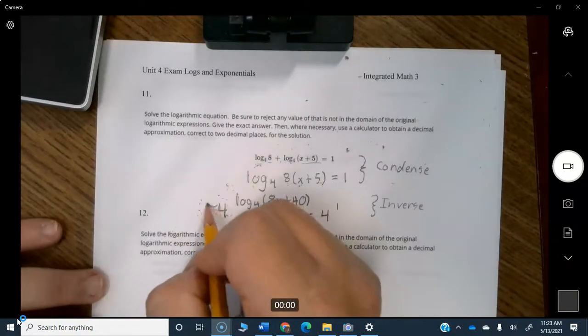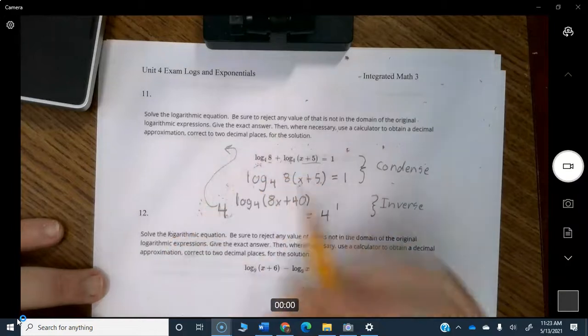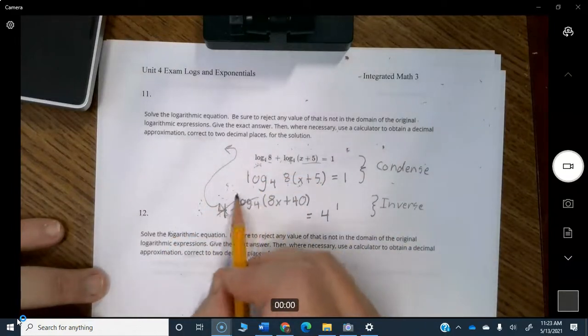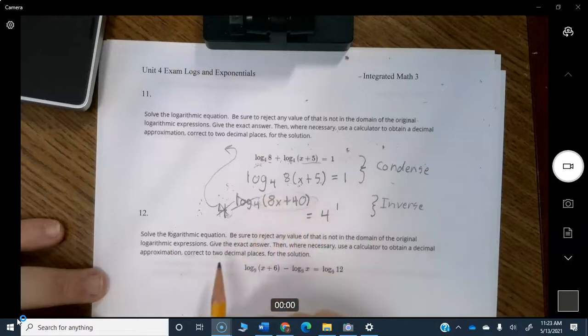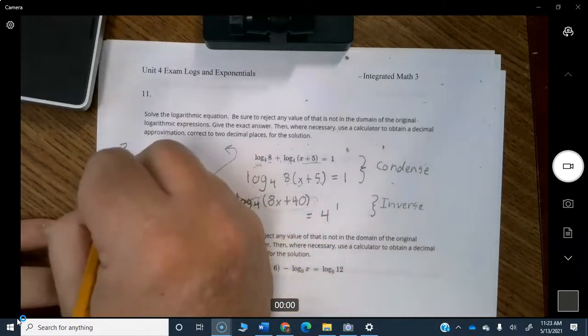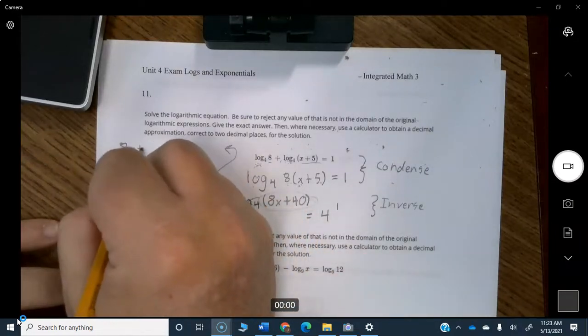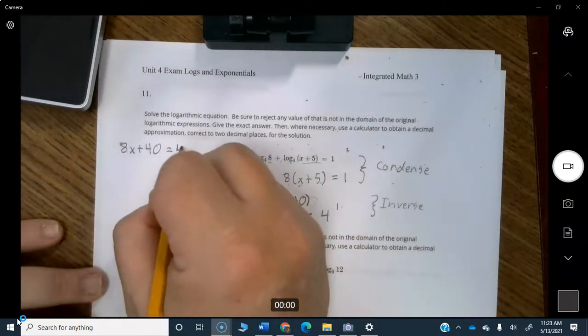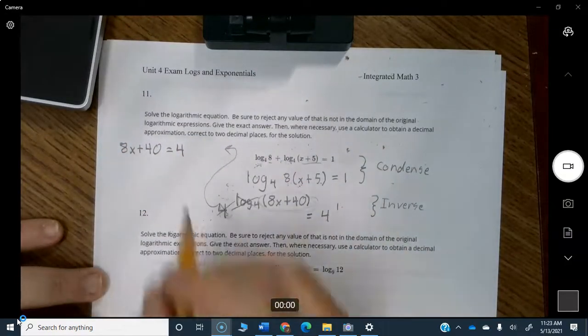So now I'm going to come back up here, and so these two cancel out. 4 and log 4 cancel out, so this simply comes out by itself. So it becomes 8x plus 40 equals 4 to the first power is 4. Okay, now it's just an algebra problem.